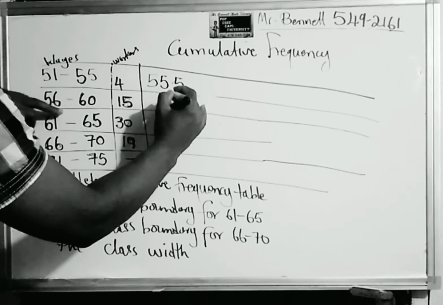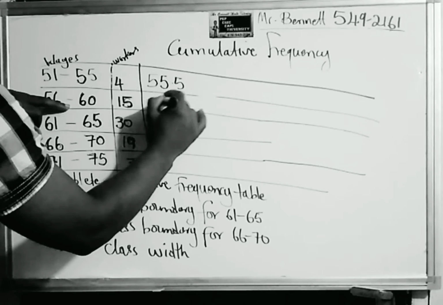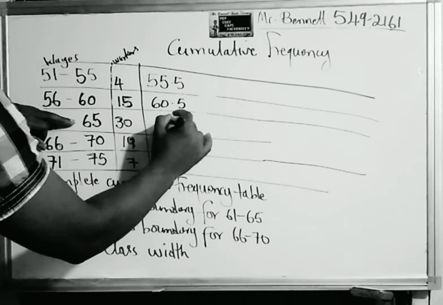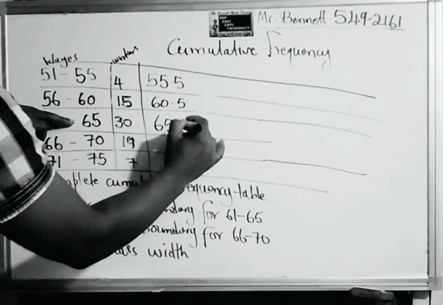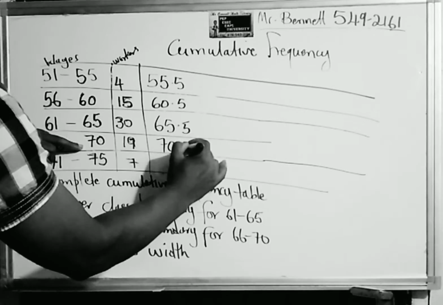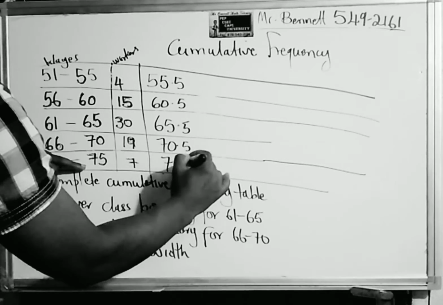55.5. This one 60.5, 65.5. So looking at the upper now, 70.5, and this would be 75.5.